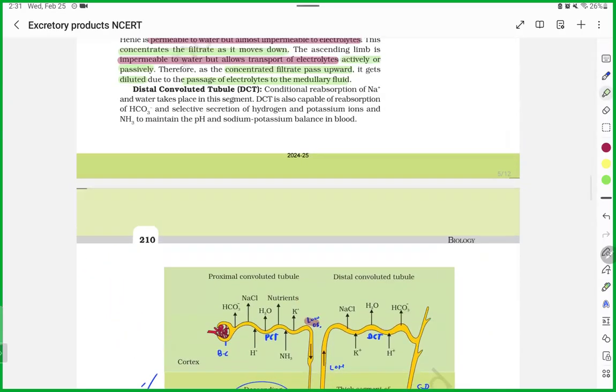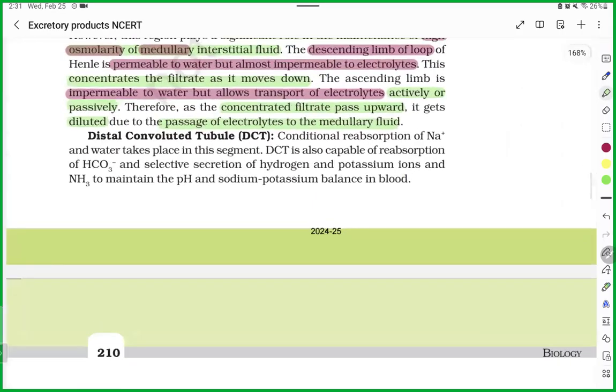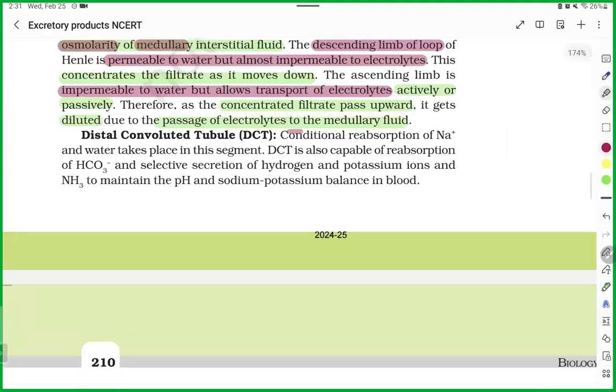Third, DCT. Very popular. In special cases, it reabsorbs sodium and water and bicarbonate. The medullary interstitium is the space around the loop of Henle.